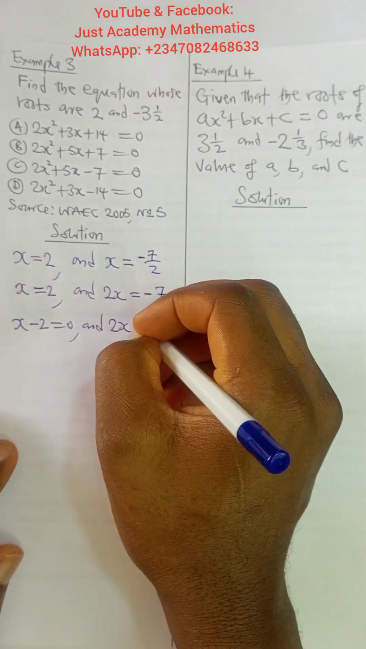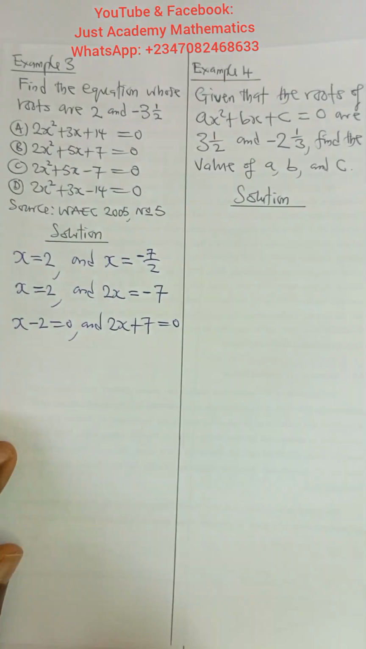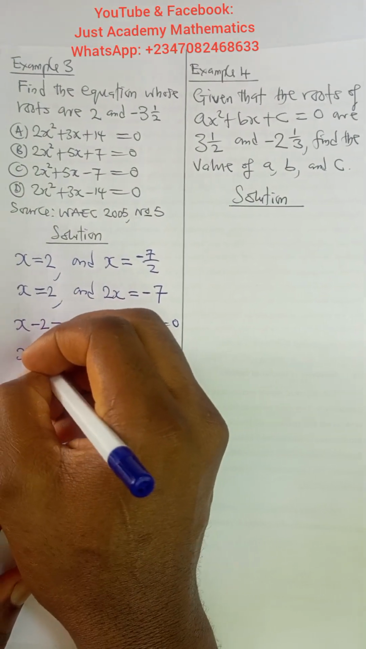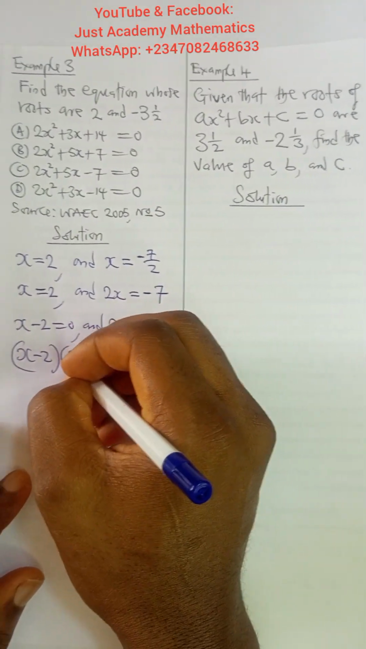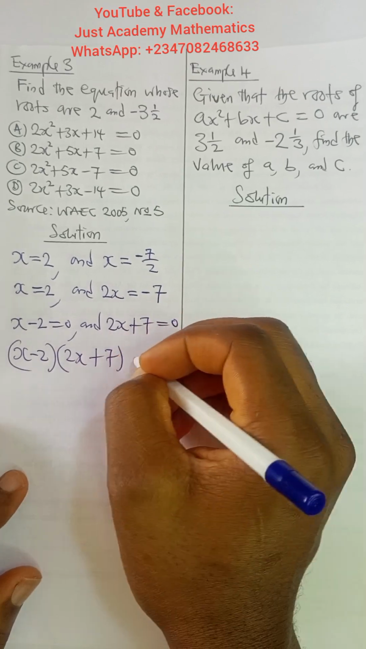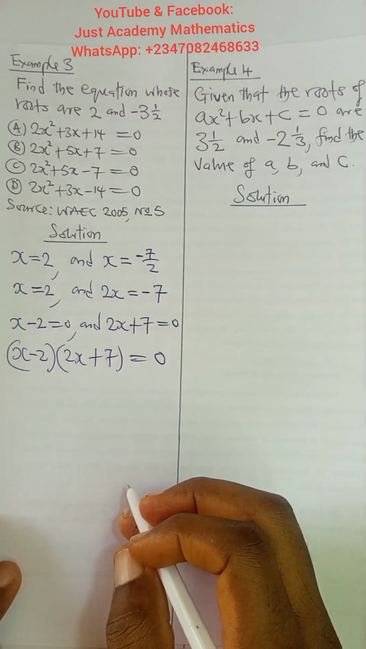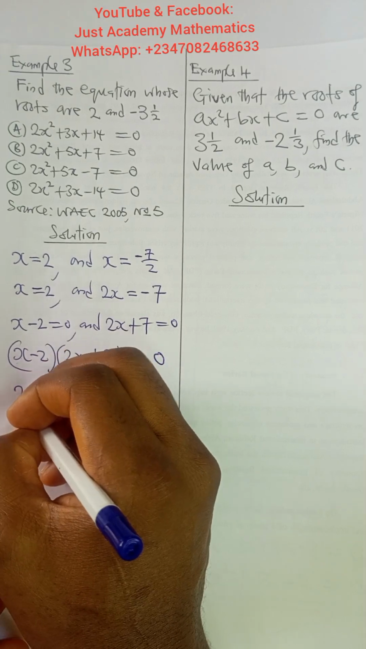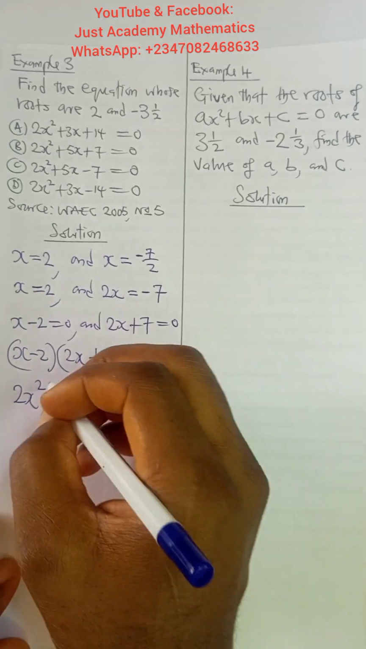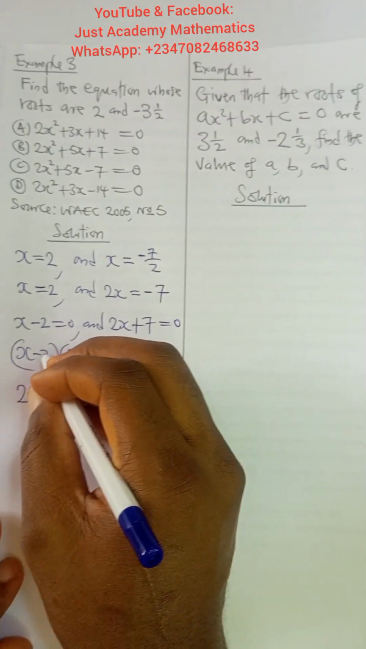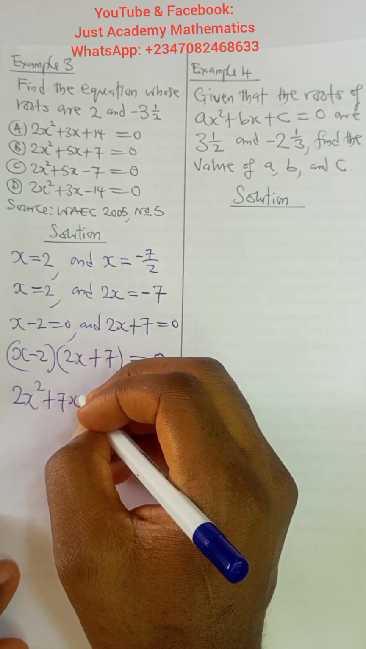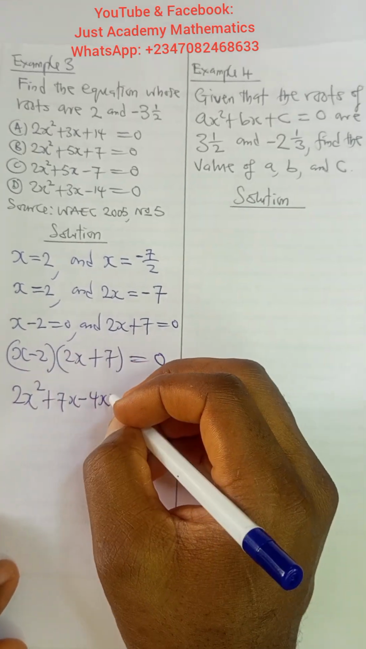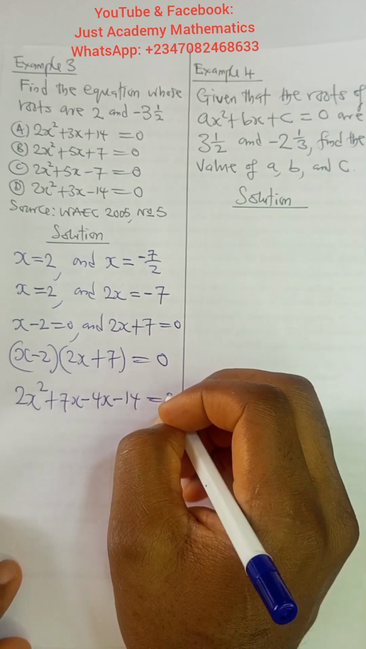And 2x + 7 is equal to 0. Of course, we equate to 0. We have that (x - 2)(2x + 7) = 0. We open the bracket to get the equation. This x will times this 2x: x times 2x is 2x squared. x times 7 is 7x, minus 2 times 2x is minus 4x, minus 2 times 7 is minus 14, equals 0.